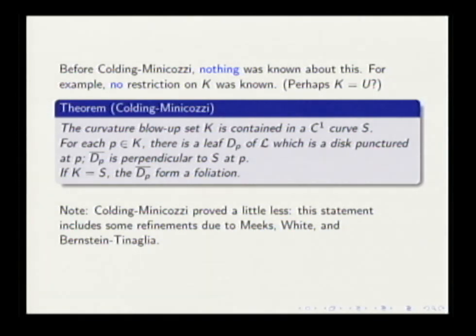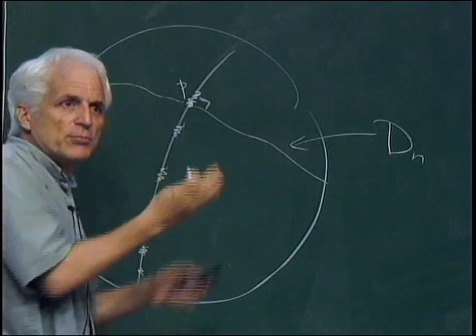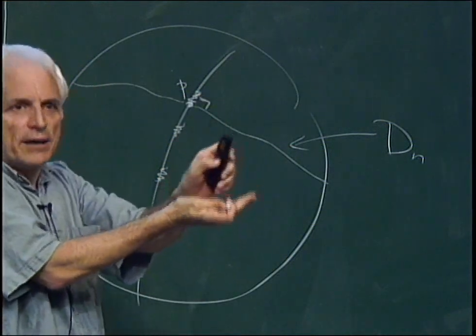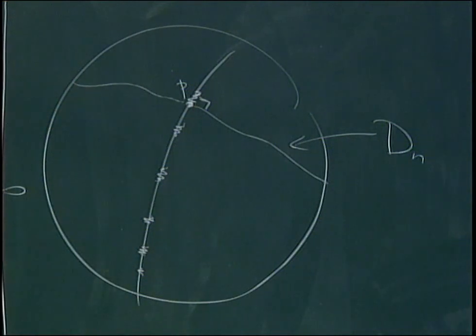So for instance, I guess their work wouldn't tell you it's a C1 curve, it would just tell you a rectifiable curve. And you wouldn't get that this is a right angle, but rather just that there's some lower bound on the angle. And also, that leaf D sub P, from their work you wouldn't know it's a punctured disk. Maybe it could be something like a punctured annulus or a punctured surface of more complicated topology. But anyway, with those refinements, this statement is their theorem plus some later refinements of it.